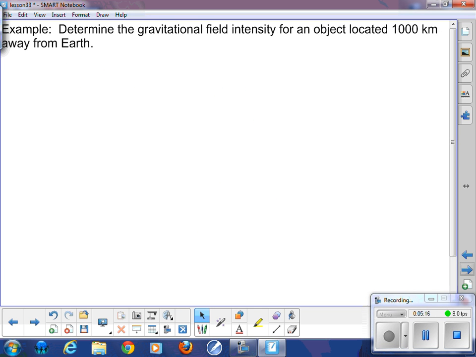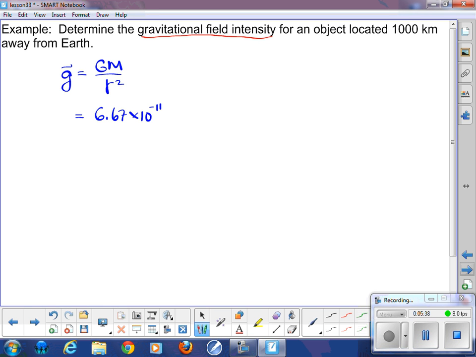Determine the gravitational field intensity for an object located 1,000 kilometers away from the Earth. As soon as you see gravitational field intensity, we're not looking for gravity, we're looking for field intensity, which means this is the associated formula. So 6.67 times 10 to the negative 11, and the mass of the source, which is Earth. This information would be provided on an information sheet, which I should have handed out already, probably in the journal package. It has all your constants on there, so you're responsible for maintaining that sheet.